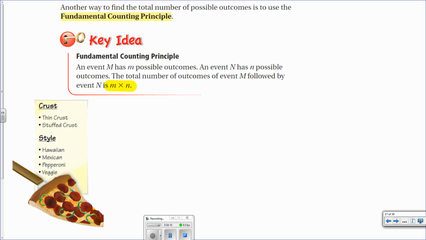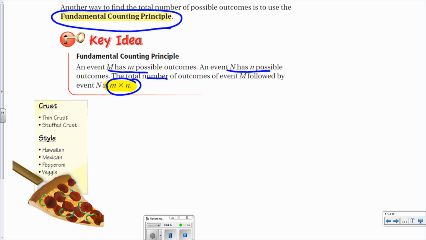So that brings us to our fundamental counting principle. This is going to be very key today. Instead of actually having to draw out a sample space, you can use this. It says an event M has M possible outcomes, an event N has N possible outcomes, and the total is figured out by multiplying the possible outcomes, M times N.